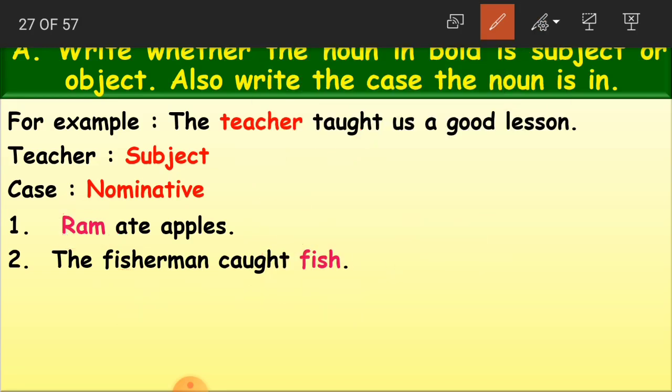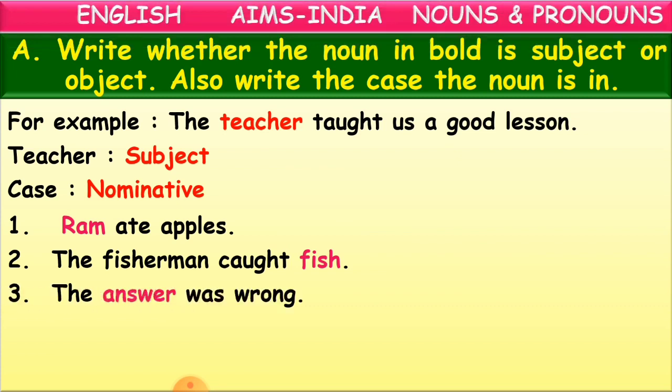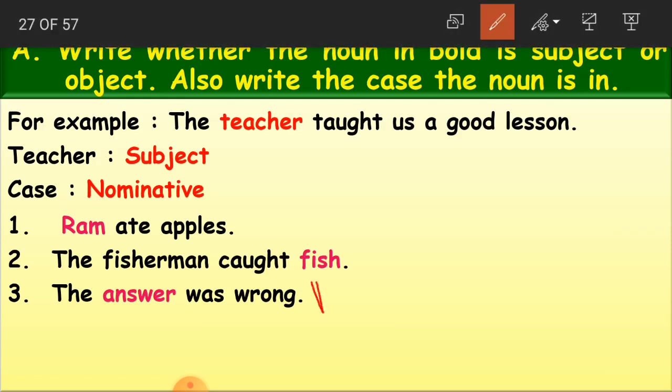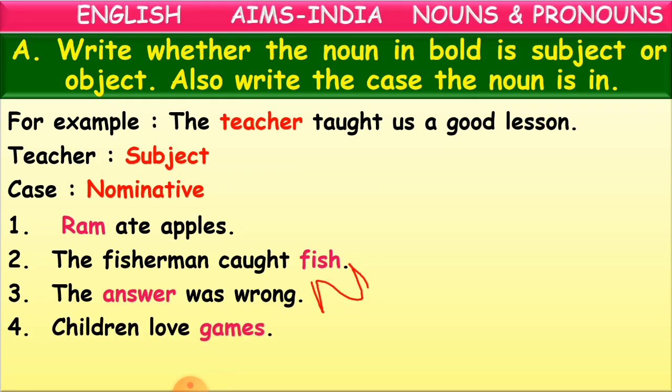Clear, children? We'll go to the other sentence: the answer was wrong. Here our noun, answer, is the subject, whereas the verb is was. Because this is the subject, this comes under which case, children? It comes under the nominative case, N. Another sentence now: children love games.